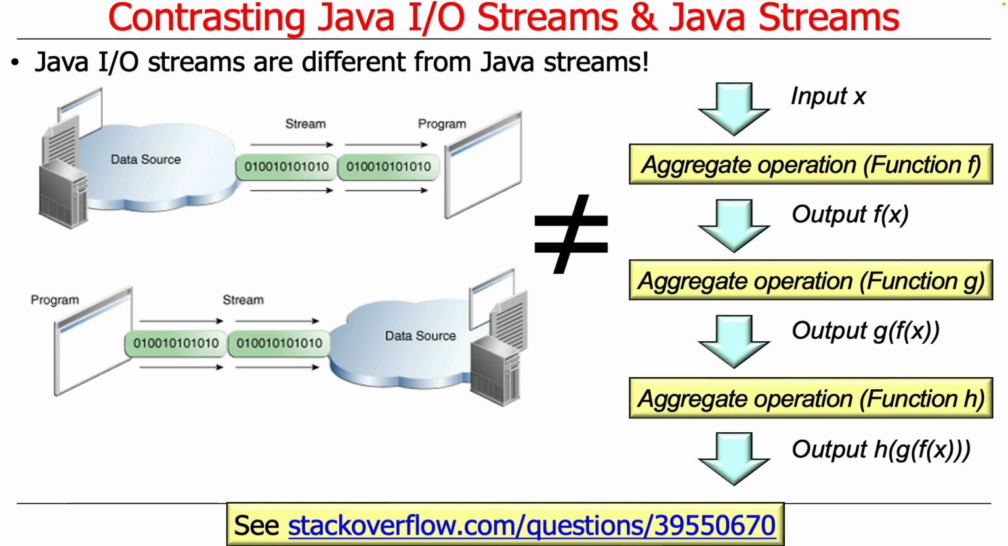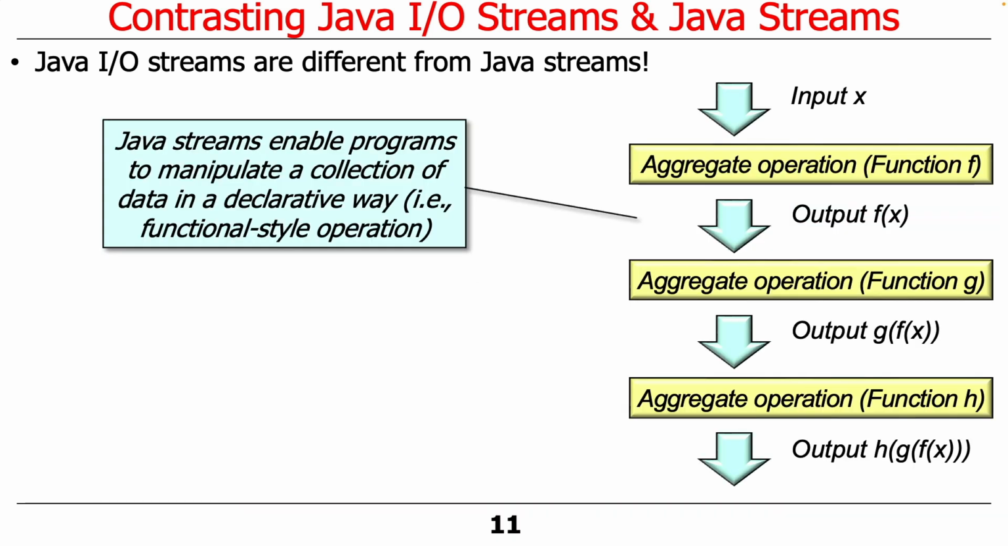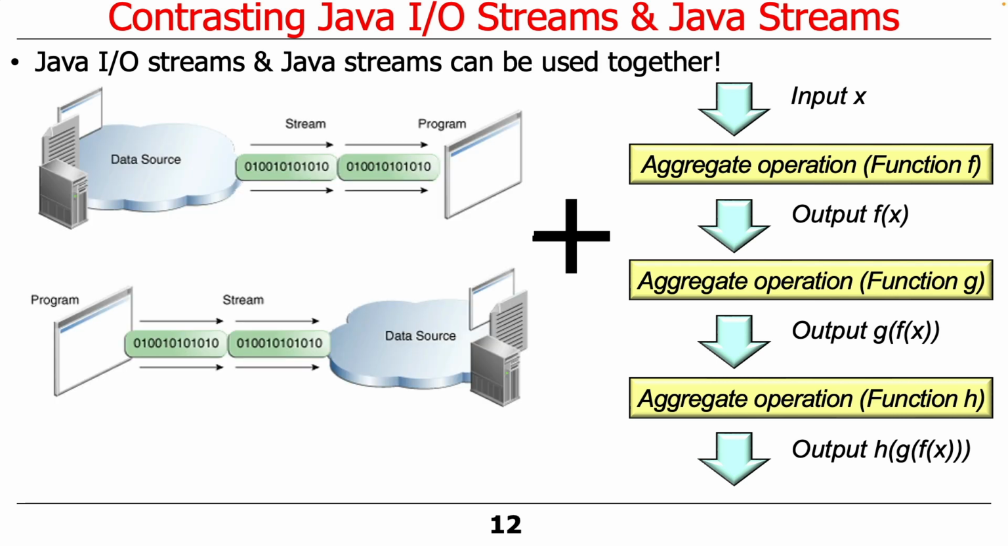The key thing to note is that an I/O stream is not the same thing as a Java stream. So the I/O streams here are for getting data from or to data sources, whereas you can see that Java streams are for transforming data, which already exists in the memory of the computer, using various types of operations, either transforming or filtering and so on. And as we know, this is to do things in a declarative way.